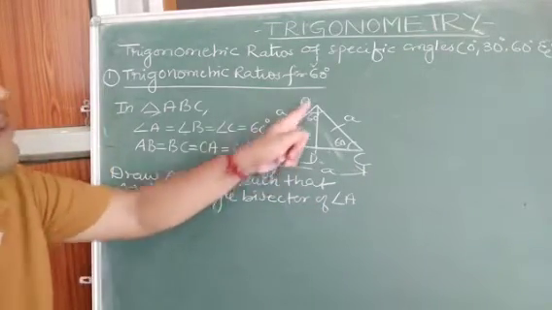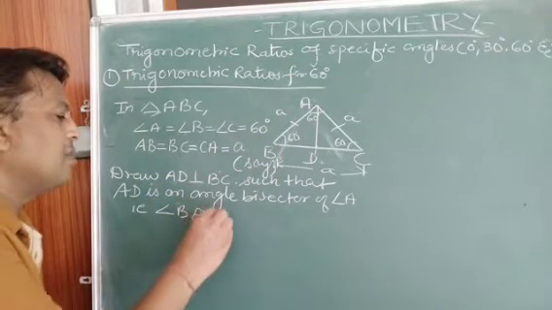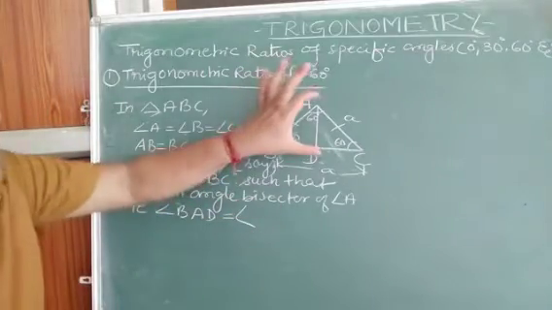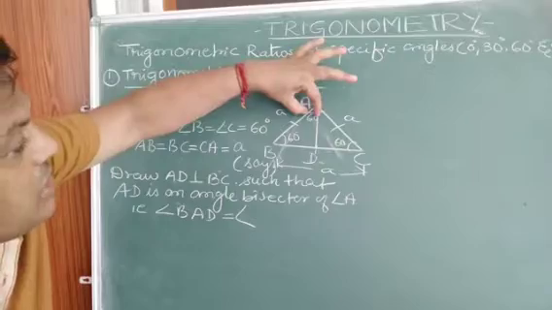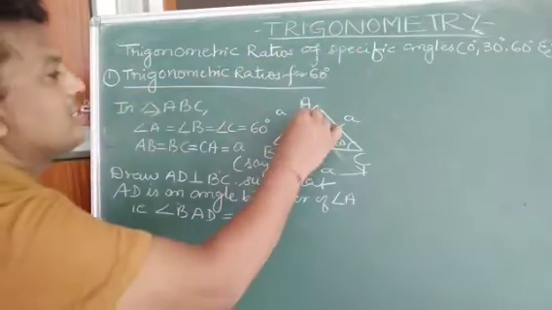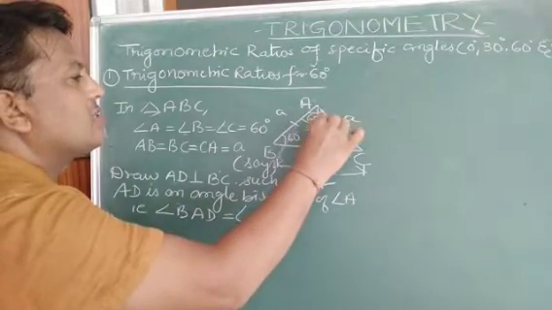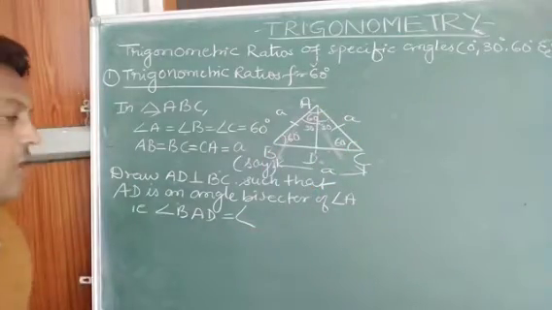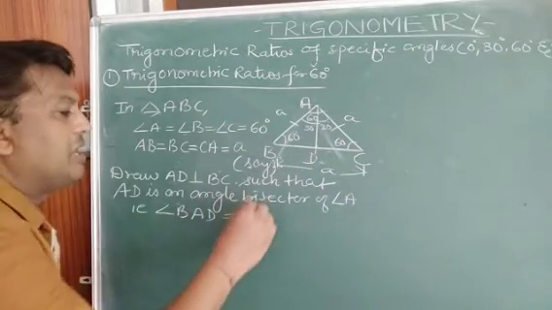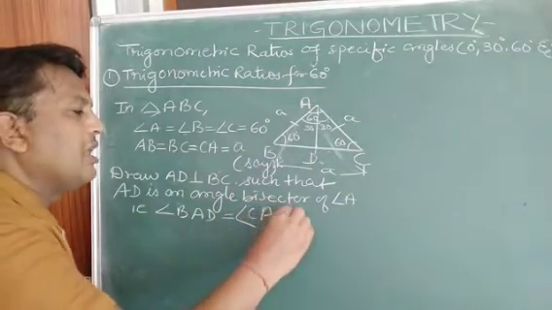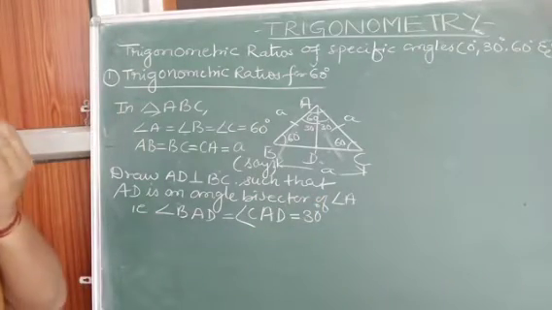What does it mean? It means this angle BAD becomes equal to, if AD is a bisector of the angle, then angle A will divide into two equal parts. That is, this becomes 30 degree and this also becomes 30 degree, children. That is, angle BAD is equal to angle CAD, and both are equal to how much? 30 degree. Very simple.